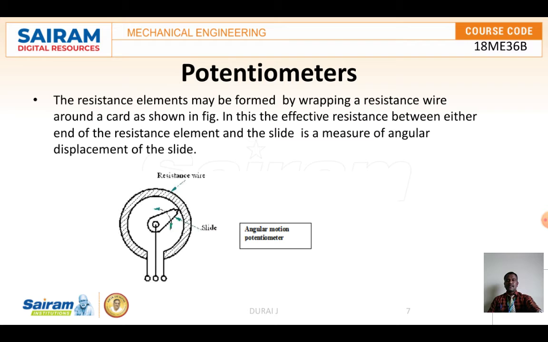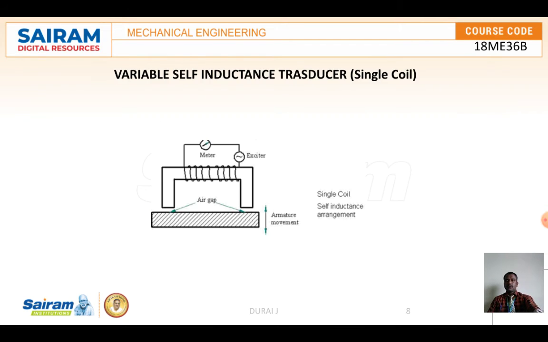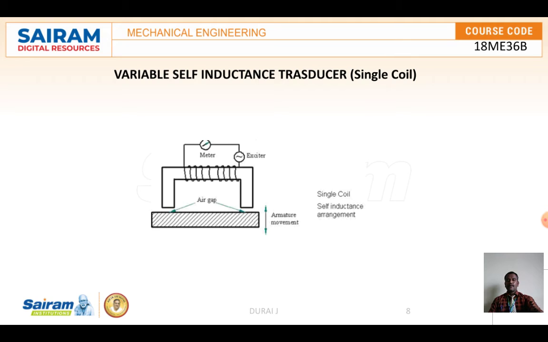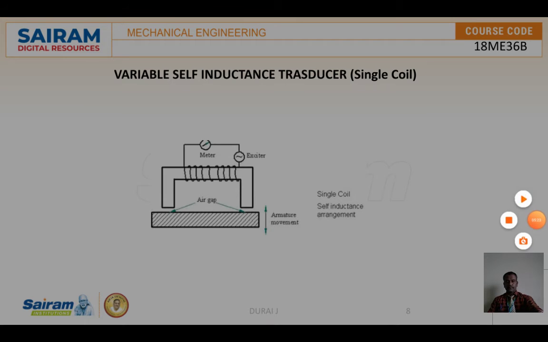In this, the effective resistance between either end of the resistance element and the slide is a measure of the angular displacement of the slide. So this is about the potentiometer. Then comes the variable self-induction transducer and variable mutual inductance. They have a single coil as well as two coils.